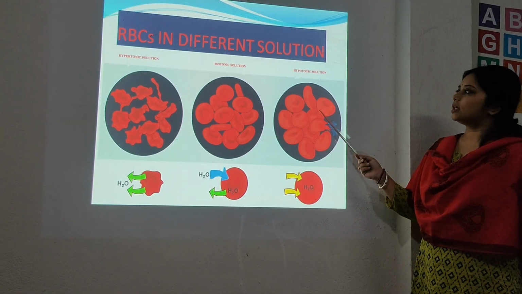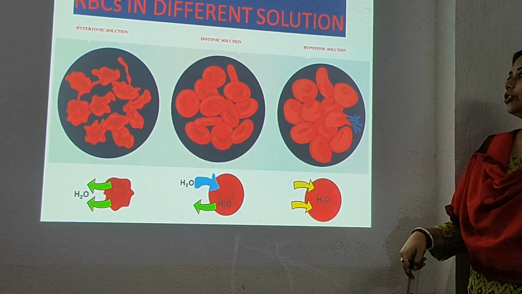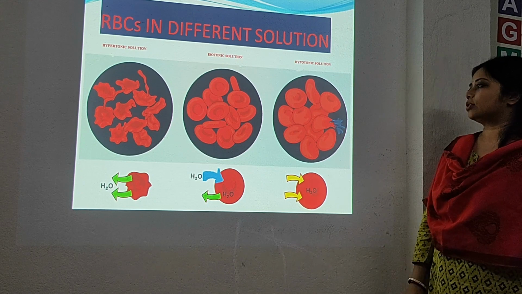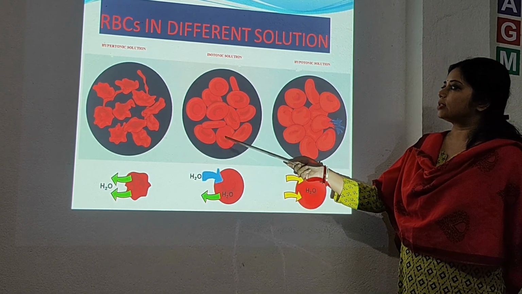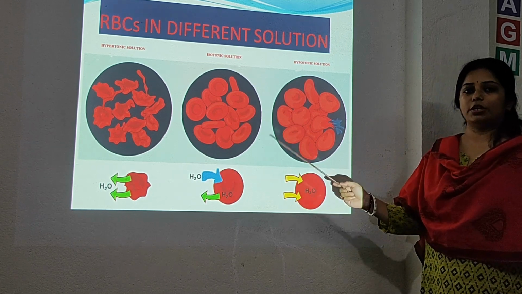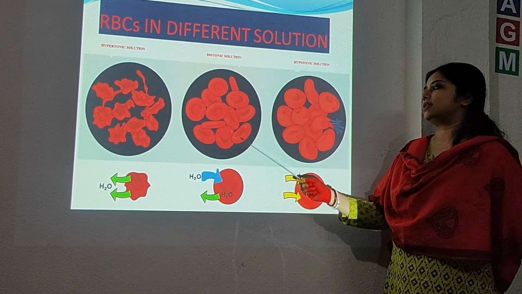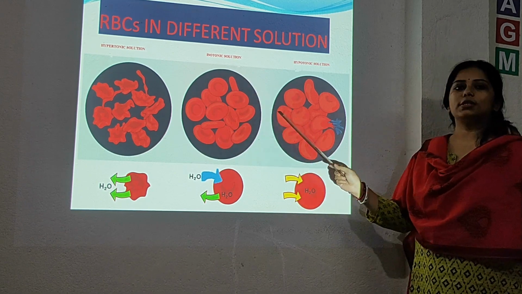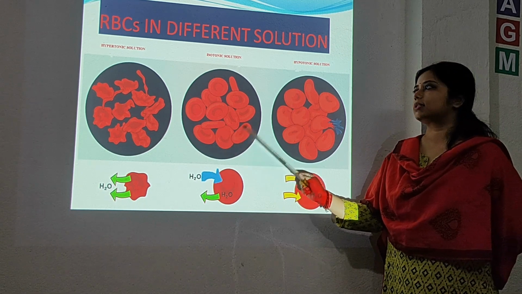Now we will see what happens if we keep RBCs in these three types of solution: hypertonic, isotonic and hypotonic. If we keep the RBCs in isotonic solution, there is no net movement of the water molecules. That means the movement of water molecules inside and outside of the cell is almost the same. So there is no change in the shape of the cell.